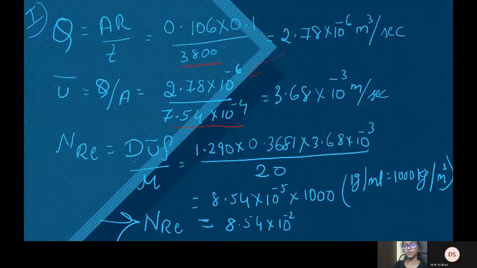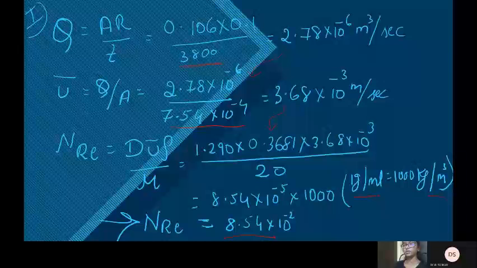Then NRe equal to D u bar rho by mu. D is 1.290. U bar can be calculated from this expression and rho is 3.68 into 10 power minus 3, by 20. NRe equal to 8.54 into 10 power minus 2. Need to convert gram per ml to kg per meter cube.